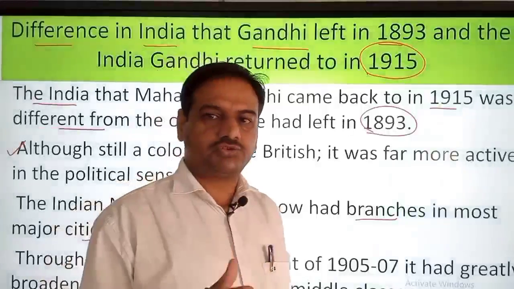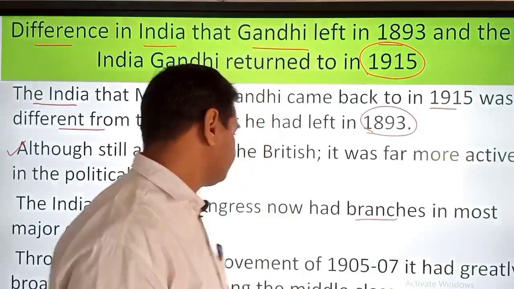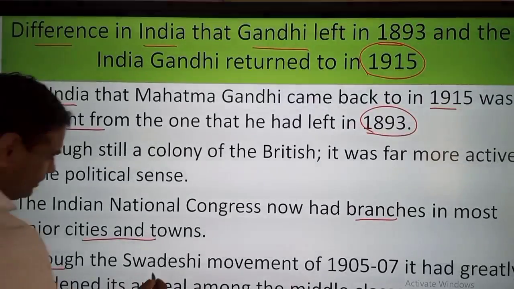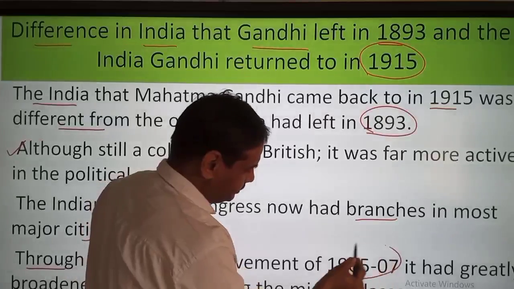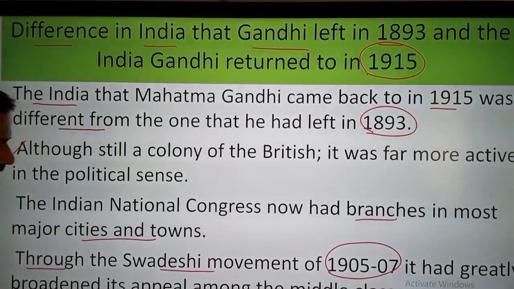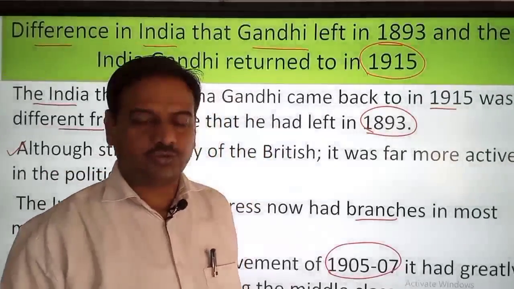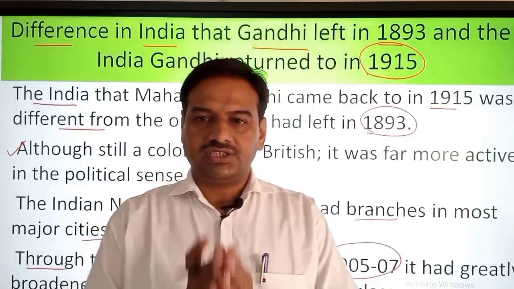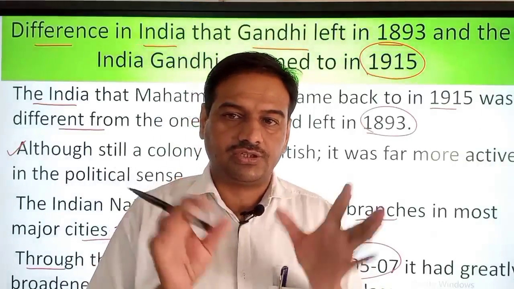The political situation changed when Mahatma Gandhi returned to India. Through the Swadeshi Movement of 1905 to 1907, the Congress had greatly broadened its appeal among the middle class. Earlier, the Congress used to have upper class people, but after the Swadeshi movement, many middle class people also joined the Congress party.